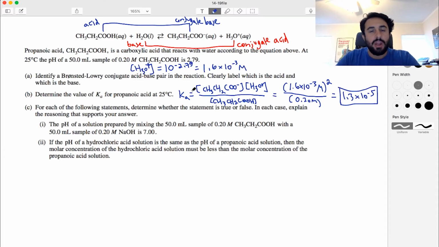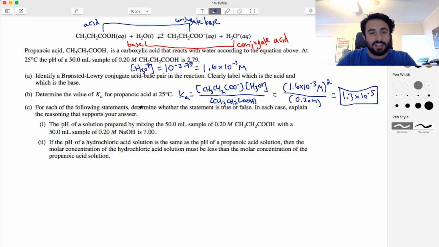So we had to do the Ka expression. Then we had to use the pH to get the hydronium concentration, recognize that the conjugate base concentration is the same, and then just plug in the initial concentration. Put them all in, and then put in your calculator, and we get our Ka. So that one's not too bad.